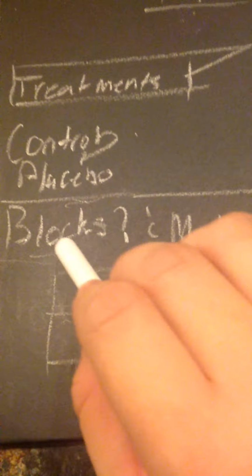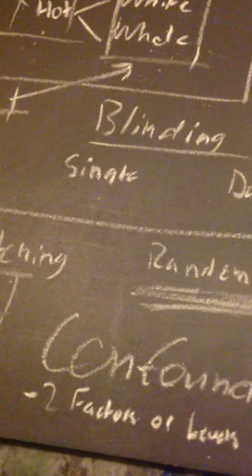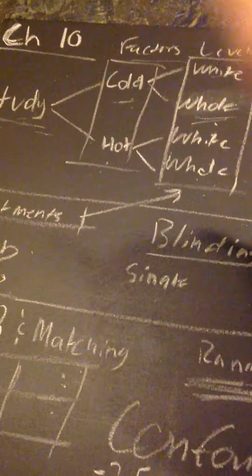Blocks, just put people together in groups based on some common characteristics. Random blocking, just separate them into groups by 25%, there you go, doesn't matter, we don't care who's in that group, okay? Confounding, again, 2 things are connected.